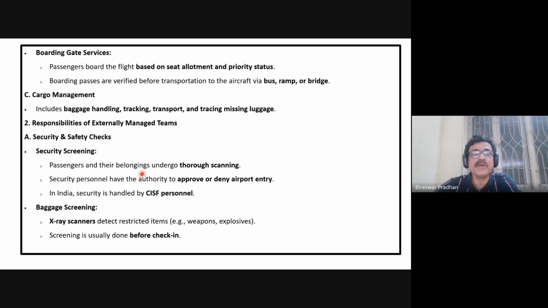Security and safety check. Passengers and their belongings undergo scanning. Security personnel have the authority to approve or deny airport entry. In India, security is handled by CISF personnel under the Government of India. Baggage screening: X-ray scanners detect restricted items, weapons and explosives. Screening is usually done before check-in.